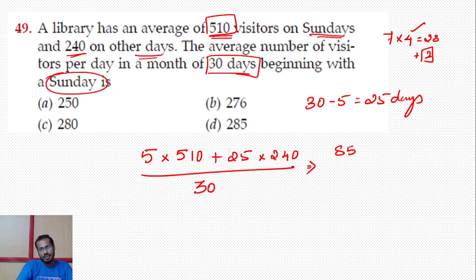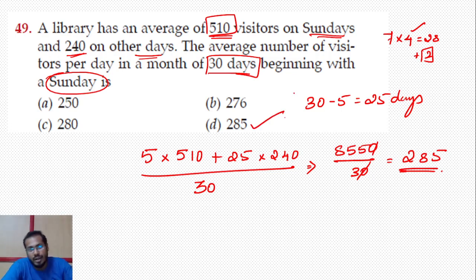So 8550 divided by 30. Just cancel this. And how many 3s in 8? 2 times, 8 times and 5 times. 285 is the right answer. So each day 285 members வராங்க, and we can tell that as an average value. சராசரியாக 285 பேர் வராங்கன்னு சொன்னாங்க.